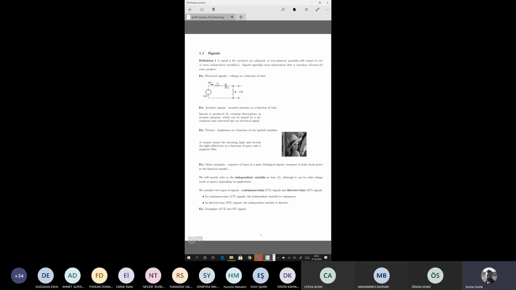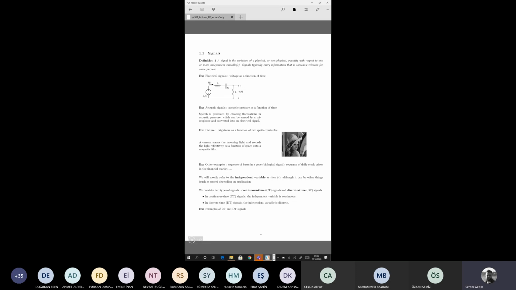You can have many other examples, such as sequences of bases in a gene, or sequences of daily stock prices in the financial market, and so on. We will mostly refer to the independent variable as time. The independent variable may not be time, it may be location or any other independent variable that you can think of. But for our signal processing purposes, we will think that the independent variable is time, and it is denoted by t.